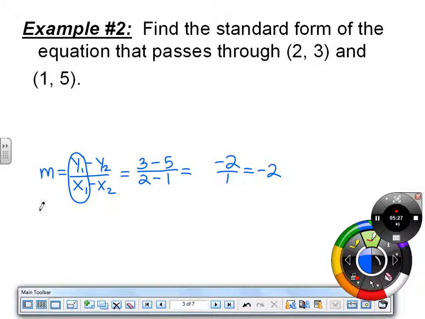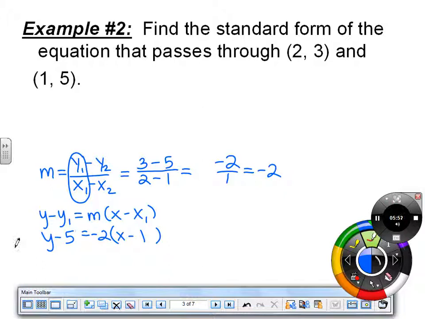So if I take our point-slope form, and I plug in my slope of -2, and I'm going to choose a point to plug in both the x and y values. Say I choose (1, 5).